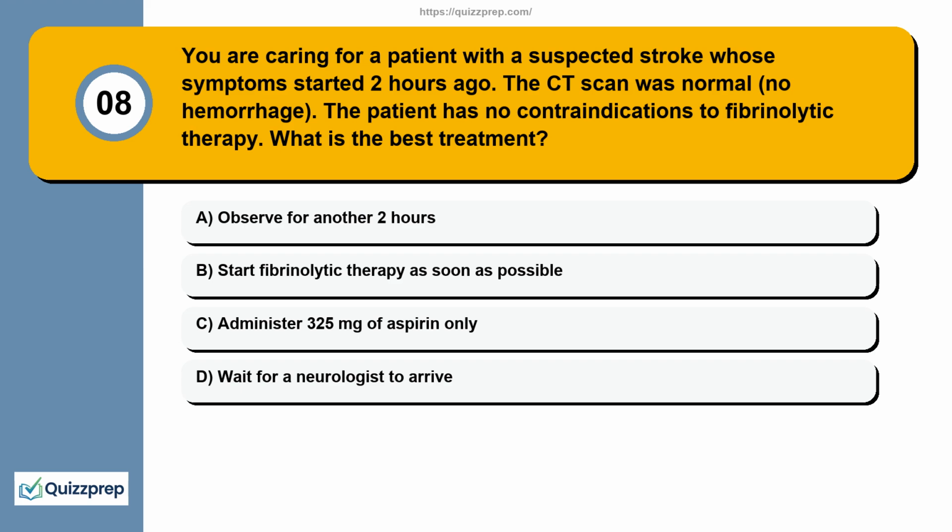Question 8. You are caring for a patient with a suspected stroke whose symptoms started 2 hours ago. The CT scan was normal, no hemorrhage. The patient has no contraindications to fibrinolytic therapy. What is the best treatment? Observe for another 2 hours. Start fibrinolytic therapy as soon as possible. Administer 325 mg of aspirin only. Wait for a neurologist to arrive.